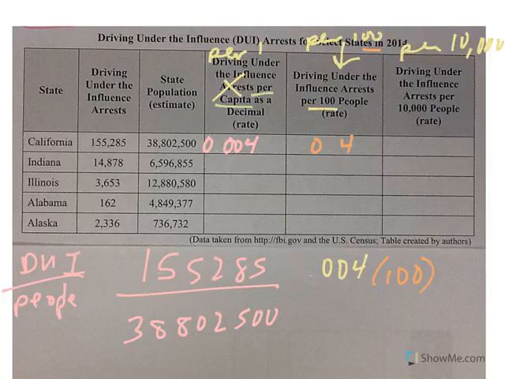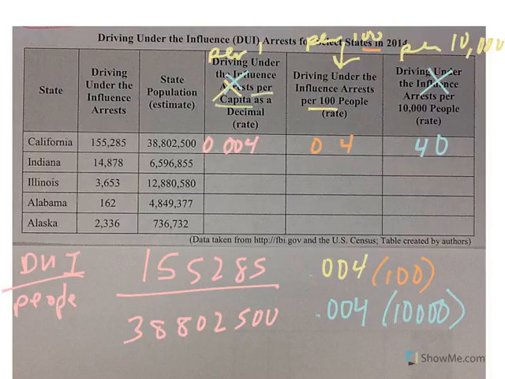Now, I'm going to start again with the per 1 to get my column over here. If I multiply by 10,000, that gives me 40. So there are 40 DUIs per 10,000 people. That's what it means. If you put 10,000 people in a room in California, 40 of them will have a DUI. That's kind of what this averages out to.